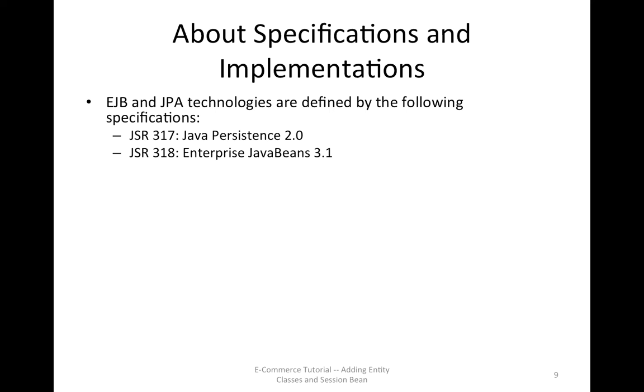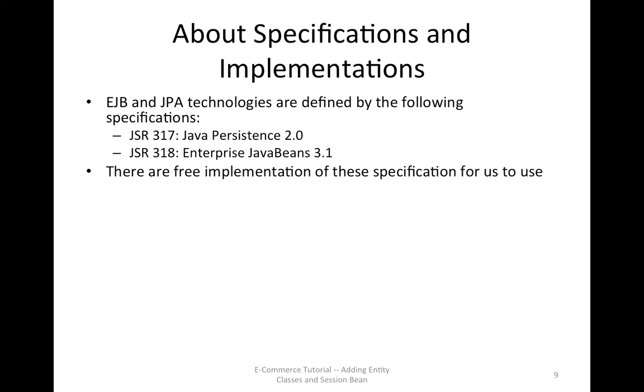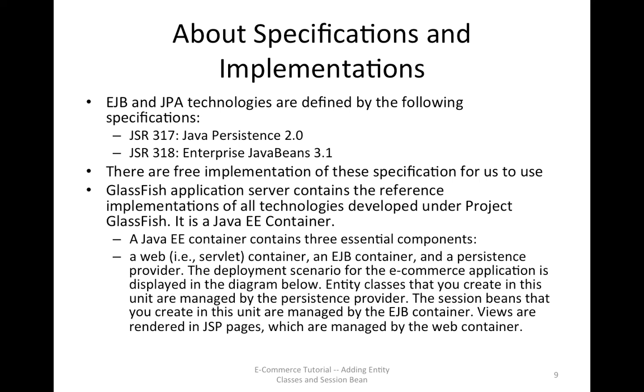EJB and JPA technologies are defined by the following specification: Java Persistence 2.0 and Enterprise JavaBeans 3.1. There are free implementations of this specification for us to use. For example, the GlassFish Application Server contains the reference implementations of all technologies developed under Project GlassFish. It is a Java EE container.